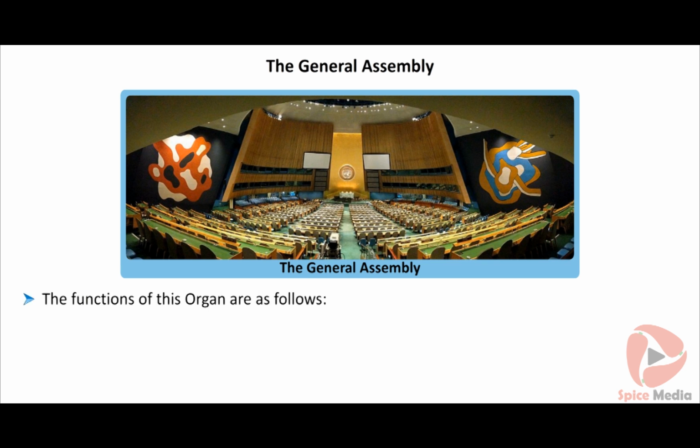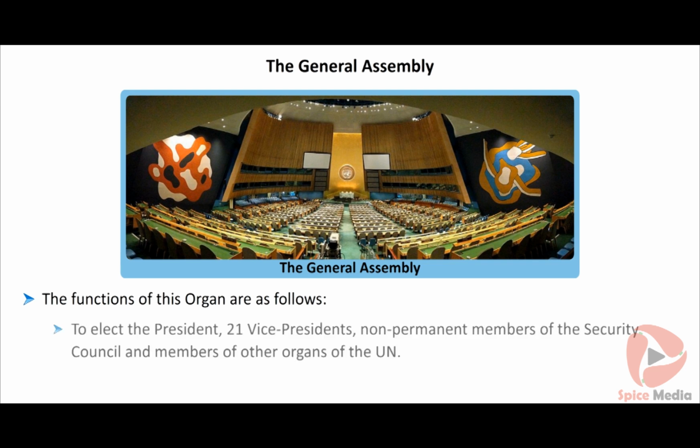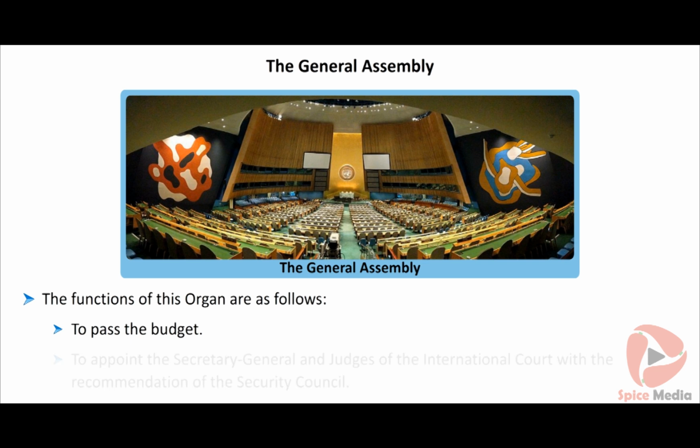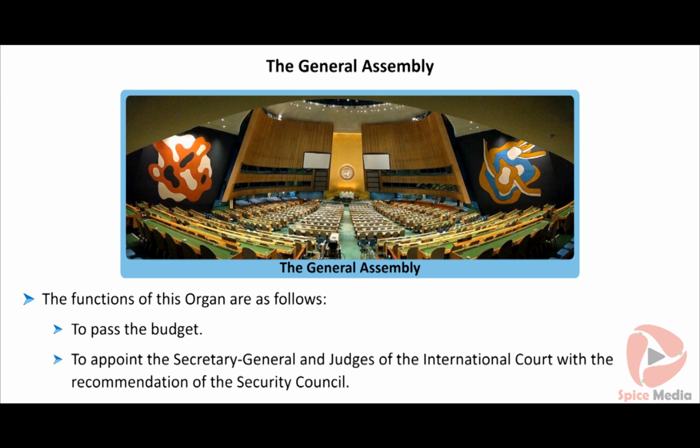The functions of this organ are as follows: to elect the President, 21 Vice Presidents, non-permanent members of the Security Council, and members of other organs of the UN, to pass the budget, to appoint the Secretary General and judges of the International Court with the recommendation of the Security Council.